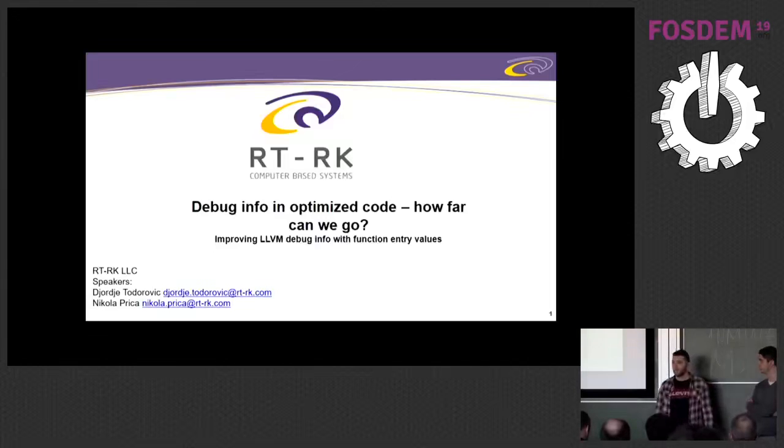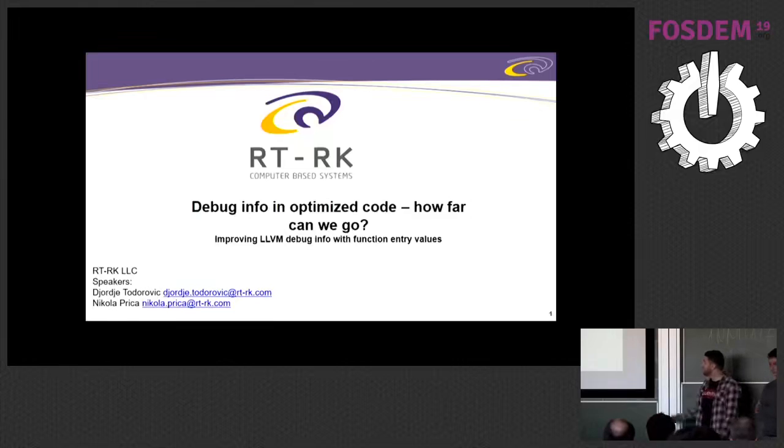We have been working as a team on various projects in the field of compilers, debuggers, profilers, and so on. We are going to talk today about how far we can go with debug info in optimized code in LLVM, especially with an improvement by looking at function parameters' entry values at the call site point. Since we know that debugging optimized code is very challenging even these days, we work very hard to improve that.